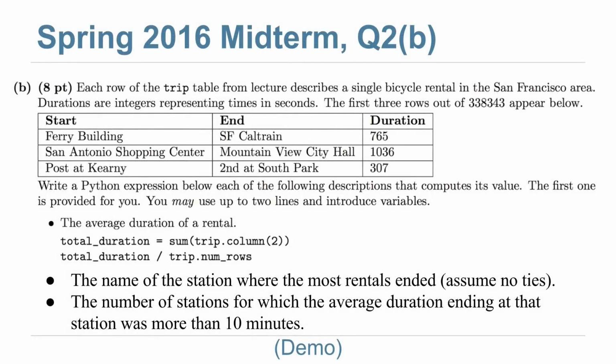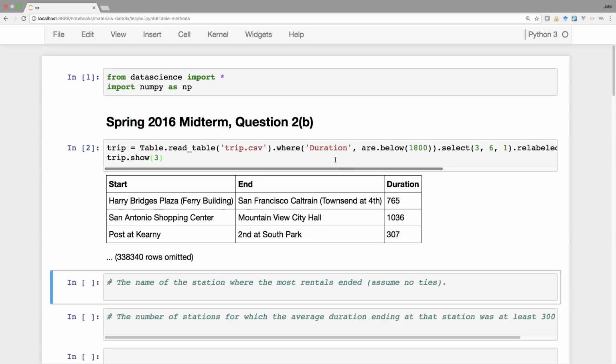Here we go. Here's the table. In fact, I took the original data set that I found online and removed everything that was over 30 minutes or 1800 seconds, and then selected only the columns of the starting terminal, the ending terminal, and the duration of the ride. Each row is a single bike share rental.